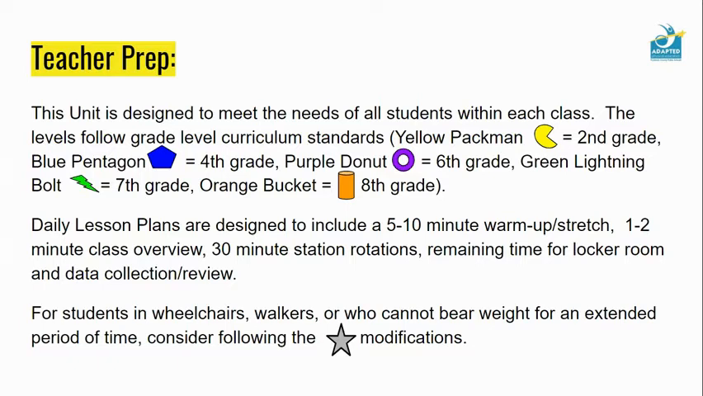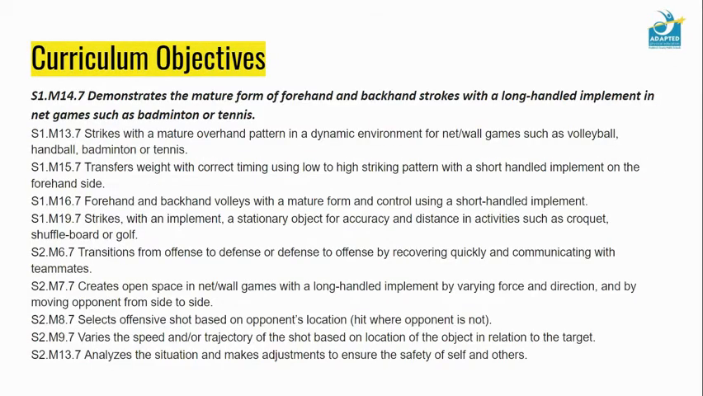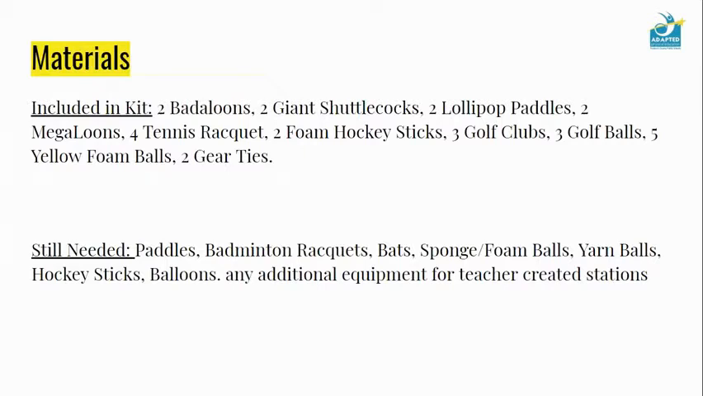You can see there's a second grade, fourth grade, sixth grade, seventh grade, and eighth grade levels available here. We also have the star, which is still an area where a child could be seated for an activity or may only have use of their upper body. Here we have the objectives, the materials. We have what we included in the kit and then what teachers can add into the kits.